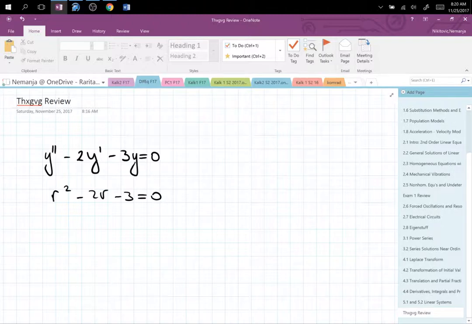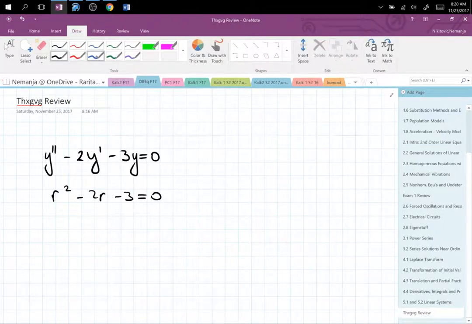What would happen if the y wasn't there? You would have y double prime minus 2y prime equals, and then you move the 3 to the right, and then you solve this part. So it still can be done.